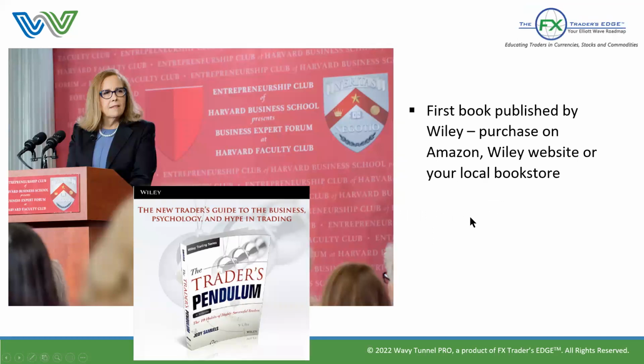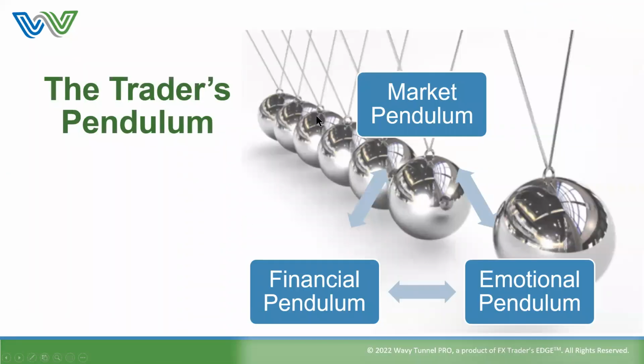So this is my book, The Trader's Pendulum. To kick this off, I just want to talk about the Trader's Pendulum: the market pendulum, the financial pendulum, and the emotional pendulum, because I use this to show you the dynamics of the market and where traders get overly excited and buy at the top of the market, and then get really unexcited and bail when they should be buying. So the market pendulum is about the trends and the corrections.